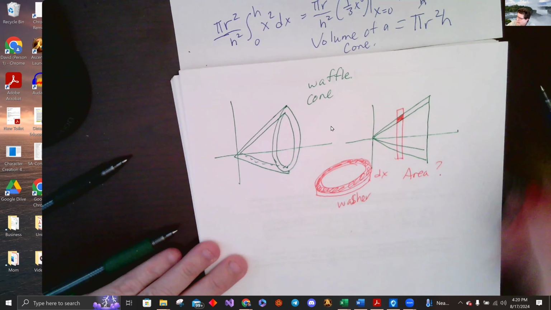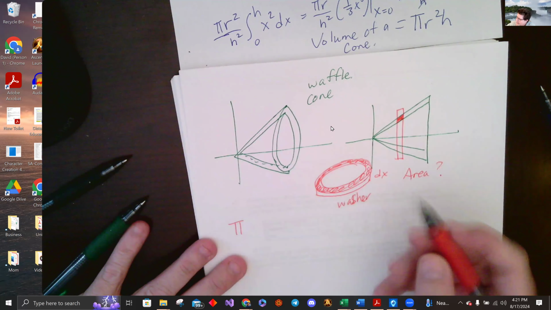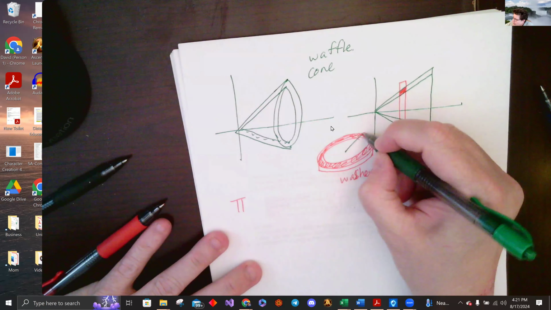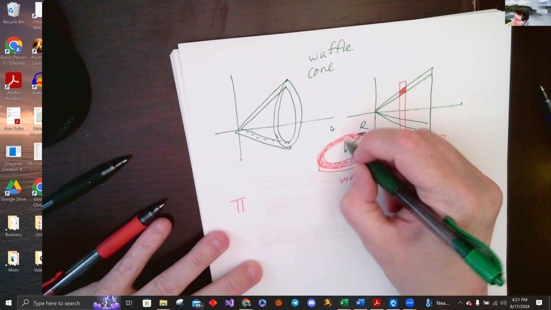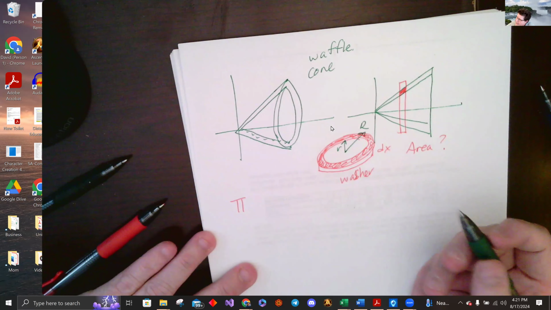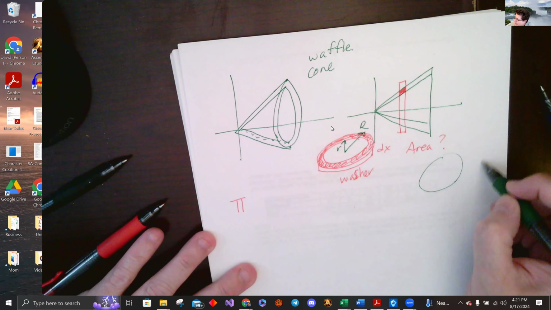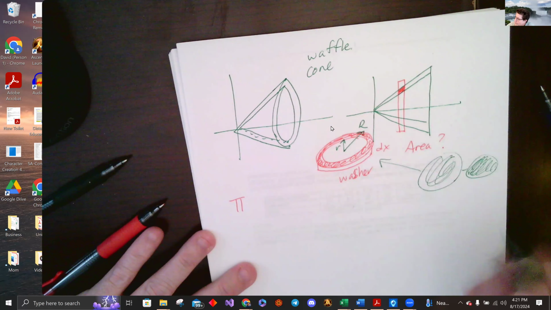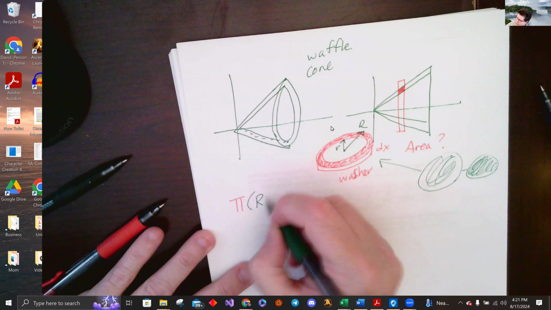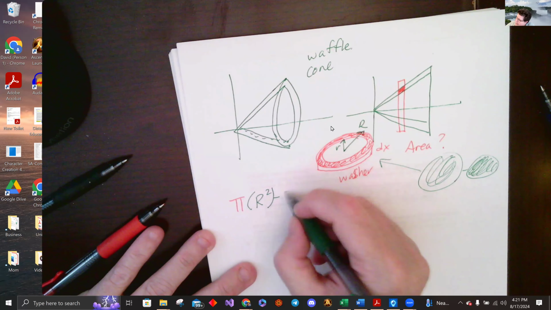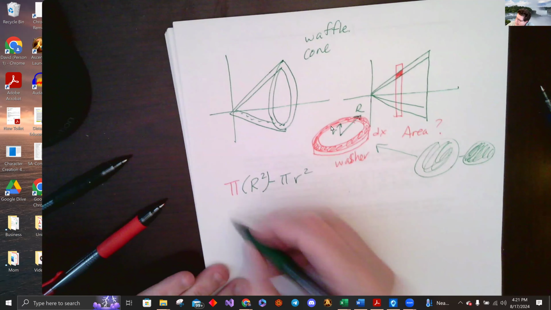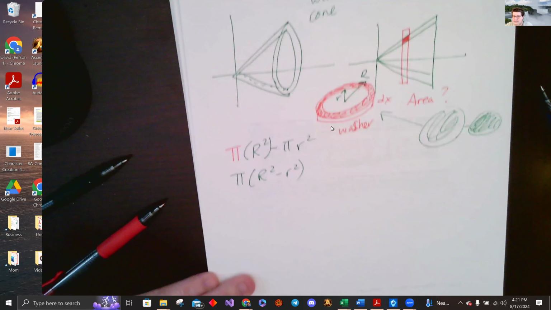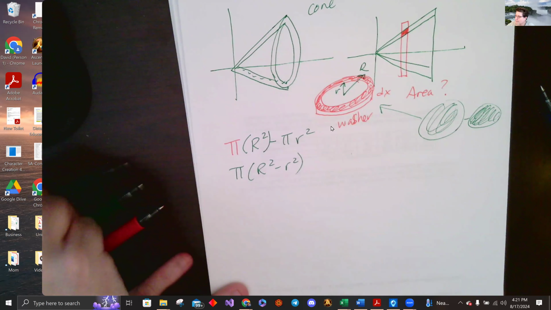Well, we can do pi of the outer circle. Let's say the outer circle is radius big R, and the inner circle is radius little r. We can take the big circle's area and subtract the little circle's area, and that way we get a washer. So pi R squared minus pi little r squared, and we can factor out the pi. We've got R squared minus r squared. That's what's going to happen in the washer method.